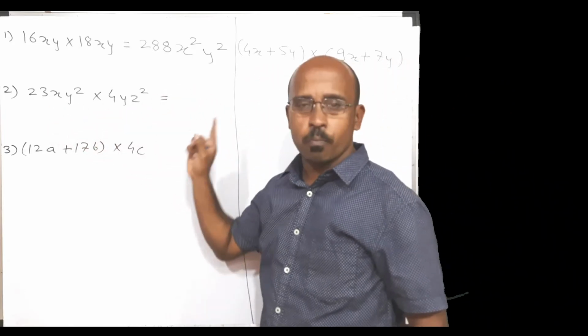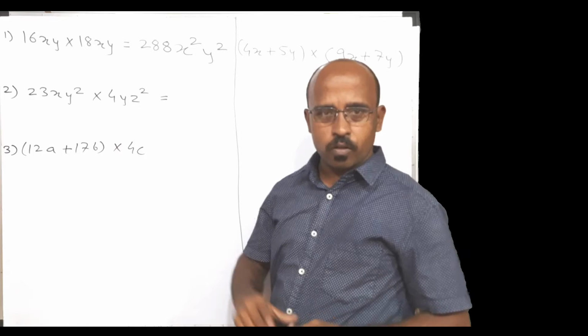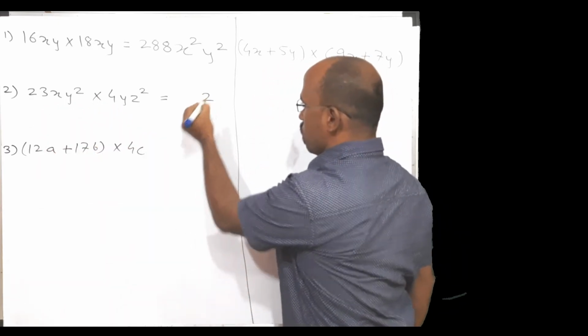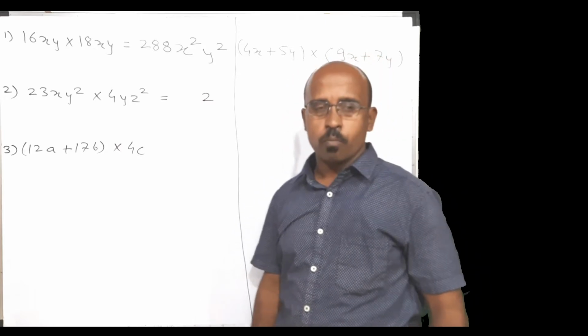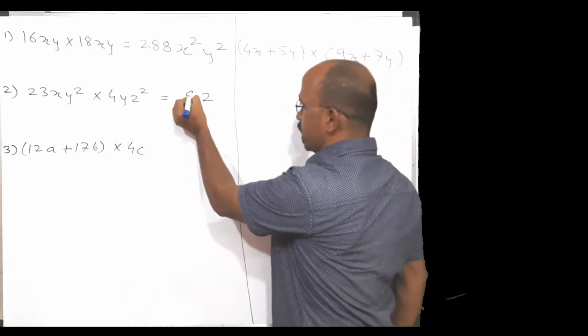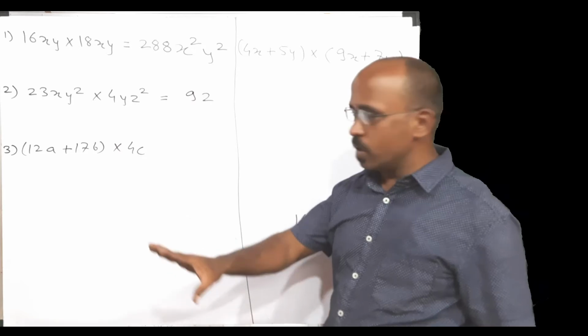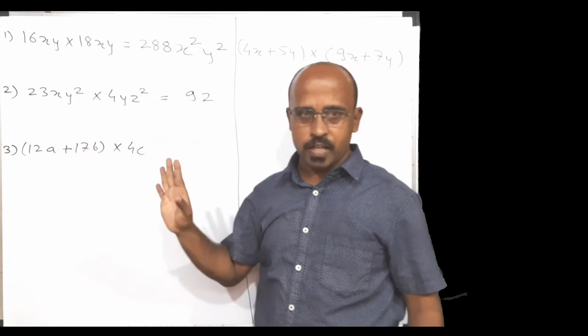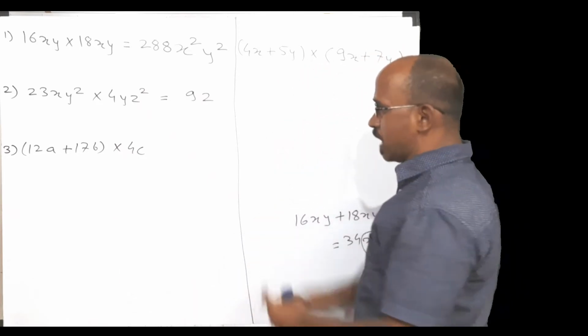23xy square into 4yz square. First of all, we have to multiply the coefficients. 4 3s are 12, 1 is the carry. 4 2s are 8 plus 1, 9. So 92, 92 is the multiplication. Now the symbols: plus. Plus is the symbol, so plus 92 is the answer.